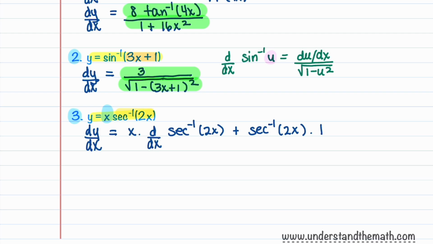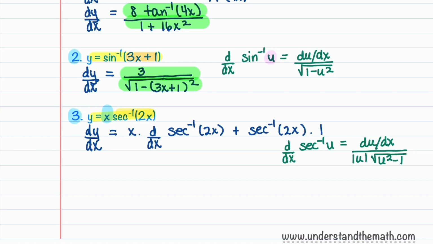Now let's go ahead and write down our formula. The derivative with respect to x of inverse secant of u is du/dx, all divided by absolute value of u times the square root of u squared minus 1.